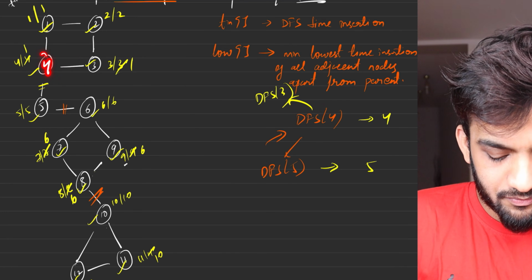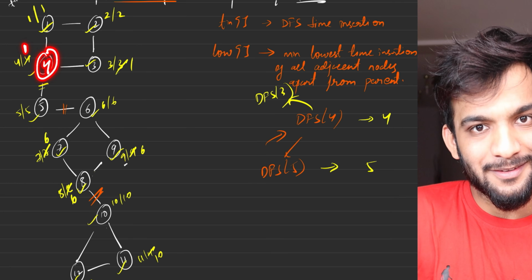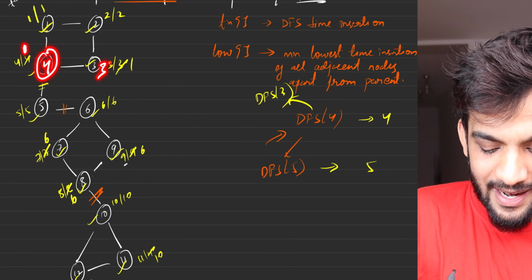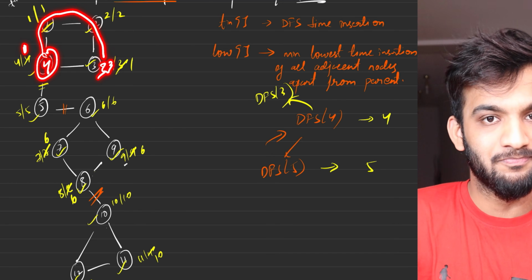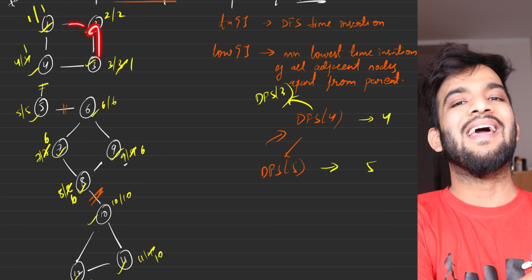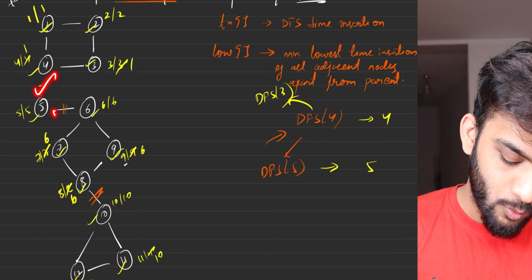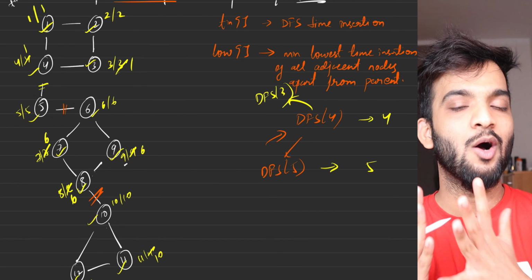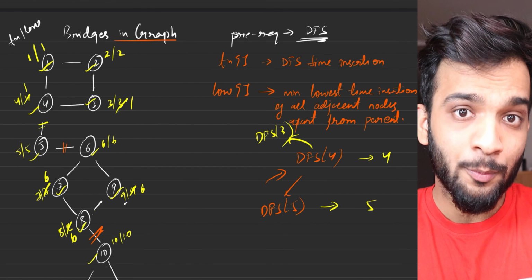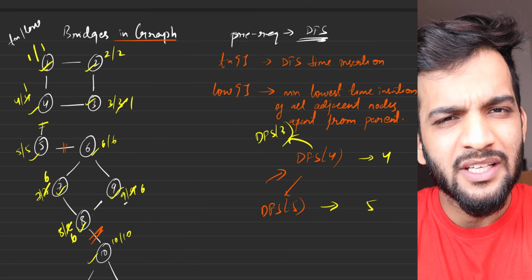So 4 says, okay, I can reach the first step. 3's entry time is 3. So I can reach this, not a bridge. Similarly, you can track back and do everything. So apparently we got 3 bridges. One here, one here. That's how easy it was. So I hope you've got the intuition. The intuition is pretty simple.